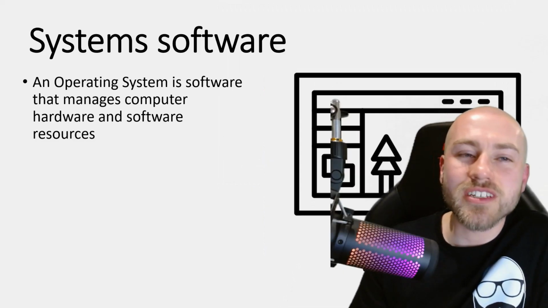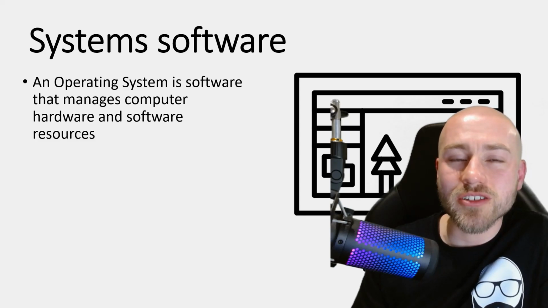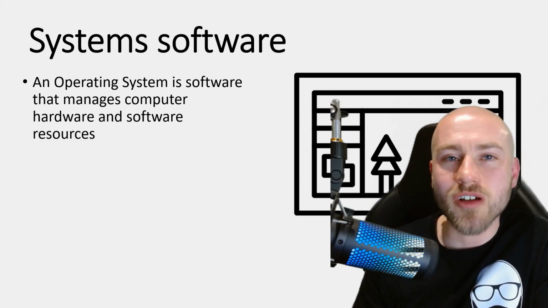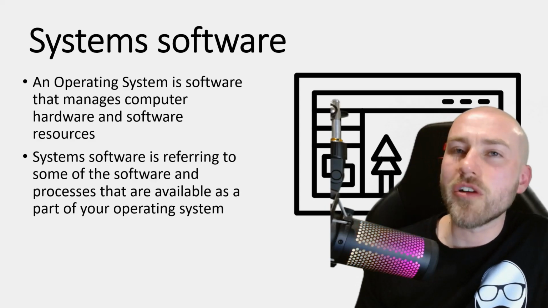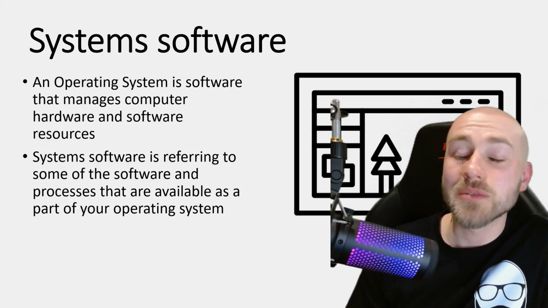In this video, we're looking at system software. In the last video, we looked at operating systems and how it is software that manages both hardware and software resources. System software in this video is referring to the different software and processes that are available as part of your operating system. The first one that I want to have a look at is peripheral management and drivers.